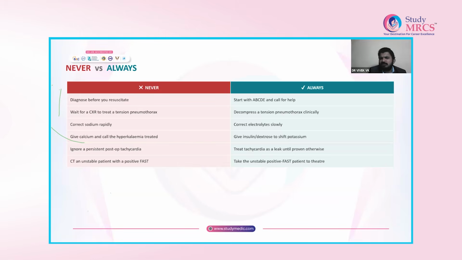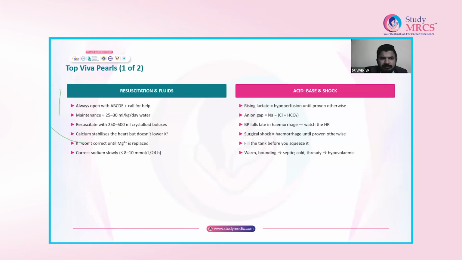And always give insulin dextrose to shift the potassium in a hyperkalemia patient. Treat tachycardia as an indicator of anastomotic leak until proven otherwise. Take the unstable FAST-positive patient directly into theatre. For resuscitation fluid, always open with ABCD and call for help. The maintenance fluid is 25 to 30 ml per kg per day. Crystalloid bolus 250 to 500 ml.